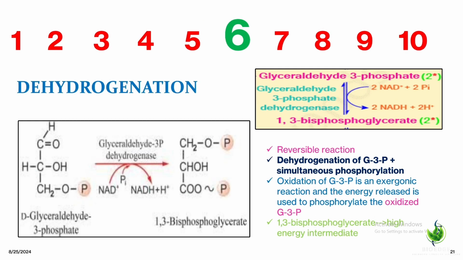Step 6 is dehydrogenation of glyceraldehyde 3-phosphate and its simultaneous phosphorylation, catalyzed by glyceraldehyde 3-phosphate dehydrogenase. This step involves the production of NADH and a high-energy intermediate, 1,3-bisphosphoglycerate.